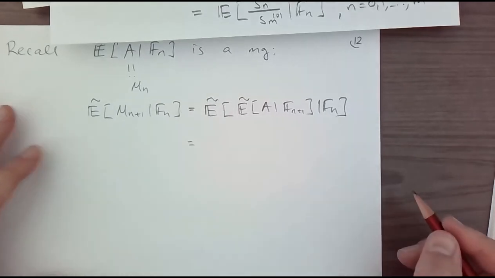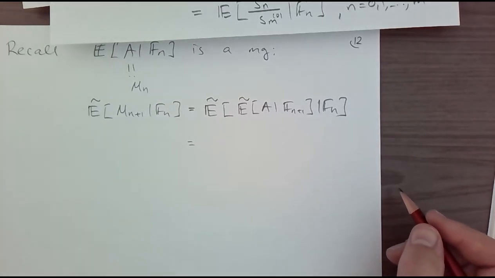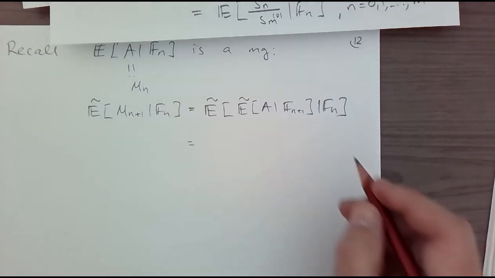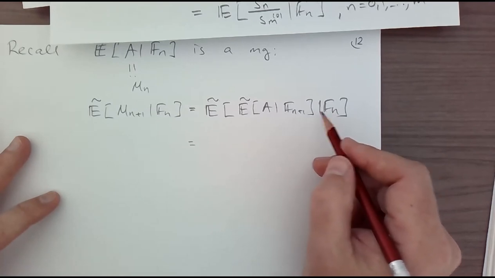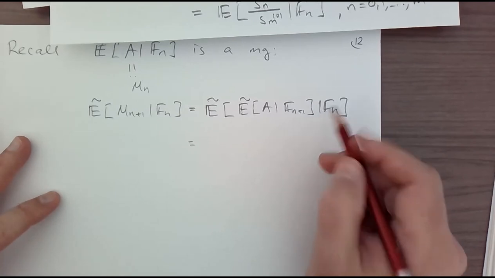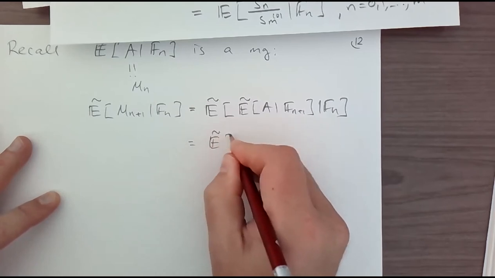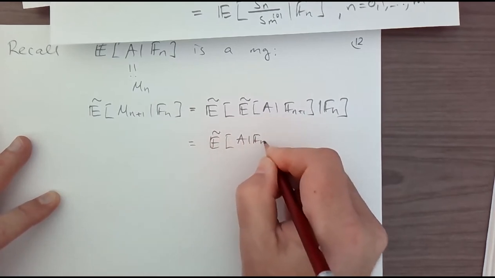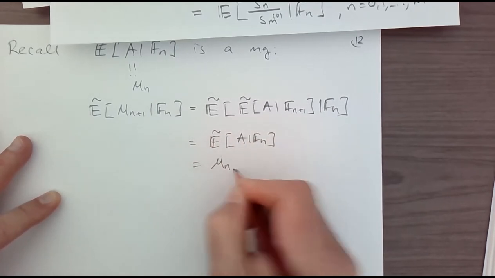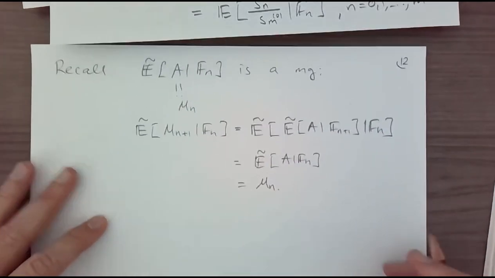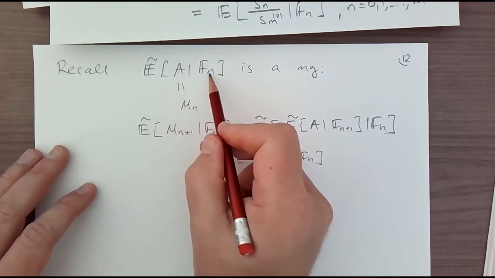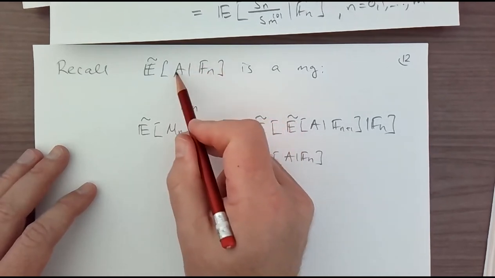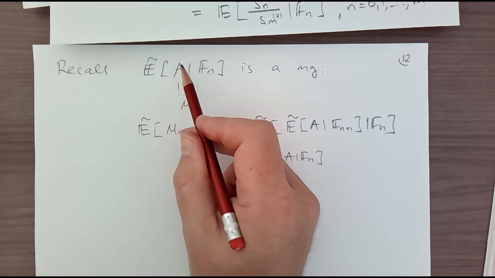Does anybody remember which one wins? The F. Say it again, Eddie, which one? The Fn. The Fn wins, and that's my Mn. So remember, n only sits outside this conditional expectation. If there's an n in here, it does not work.